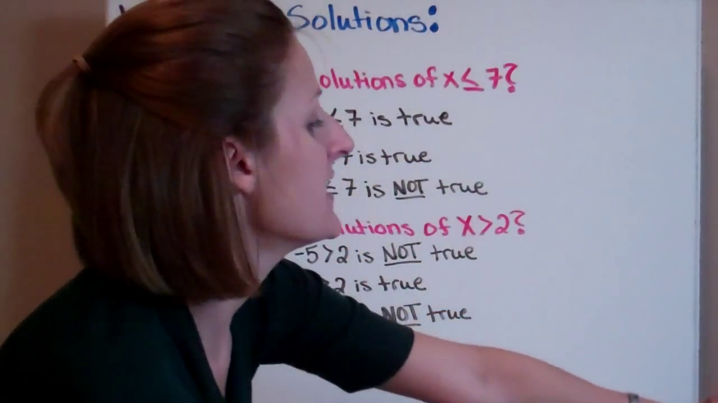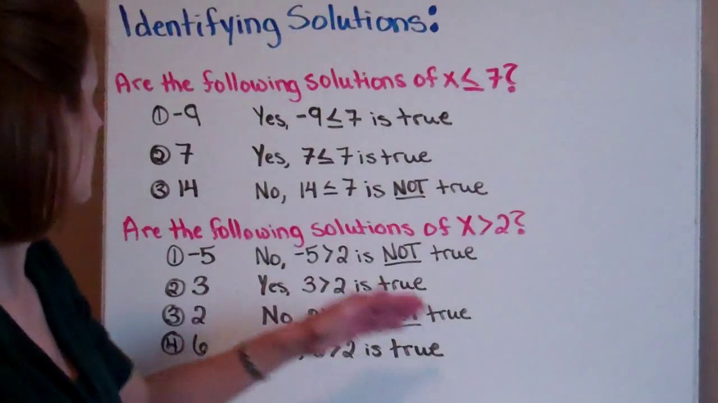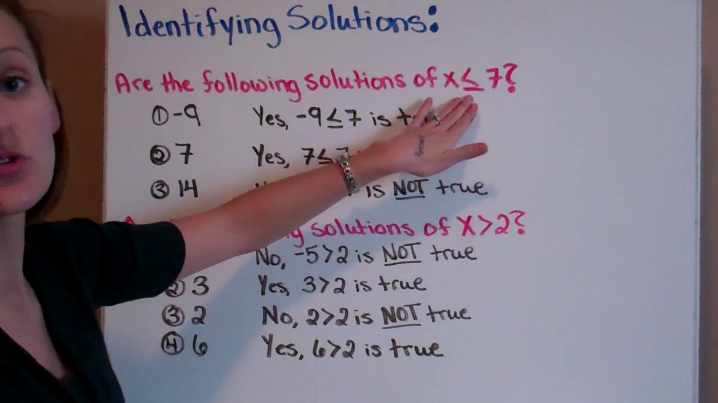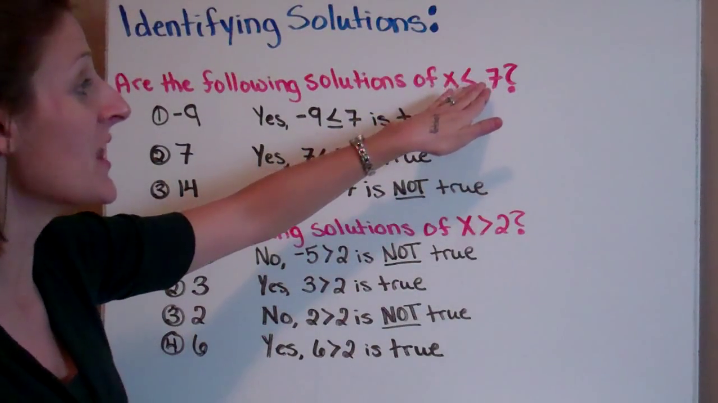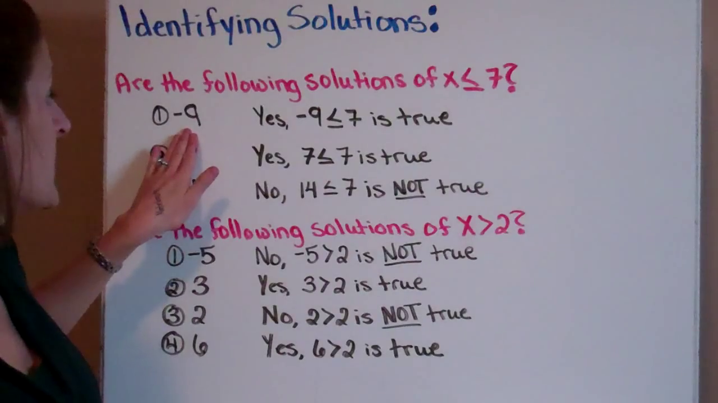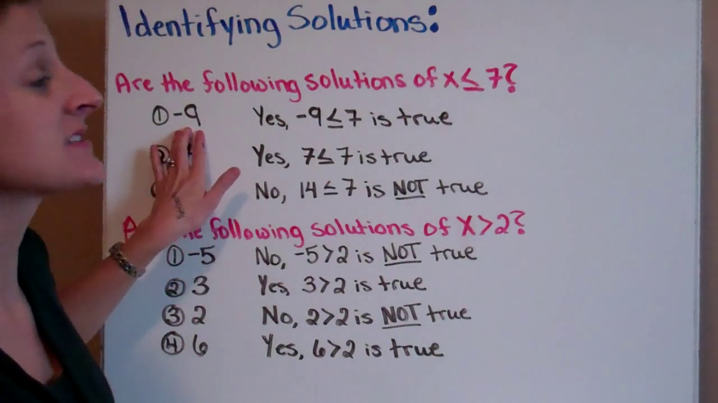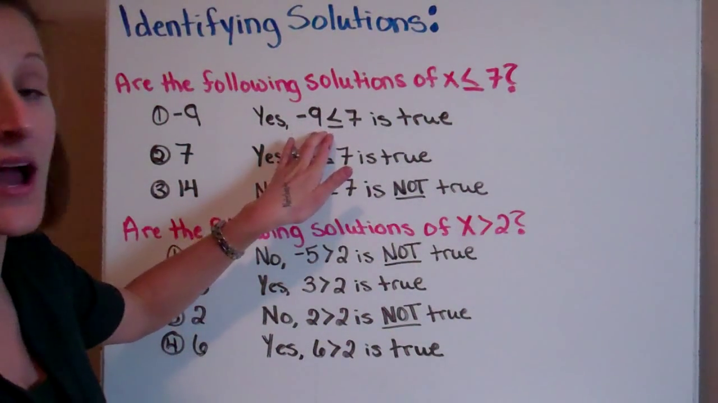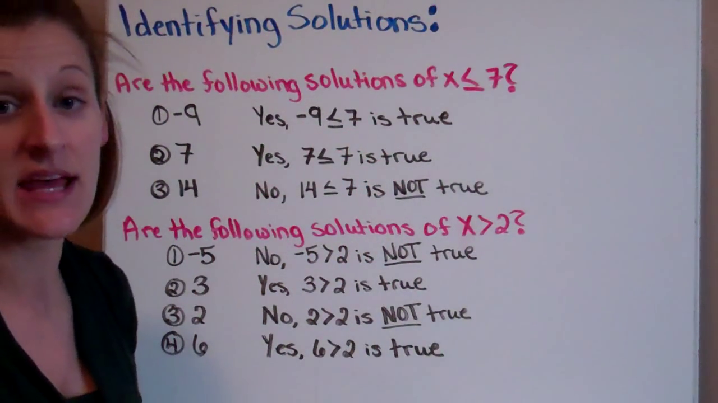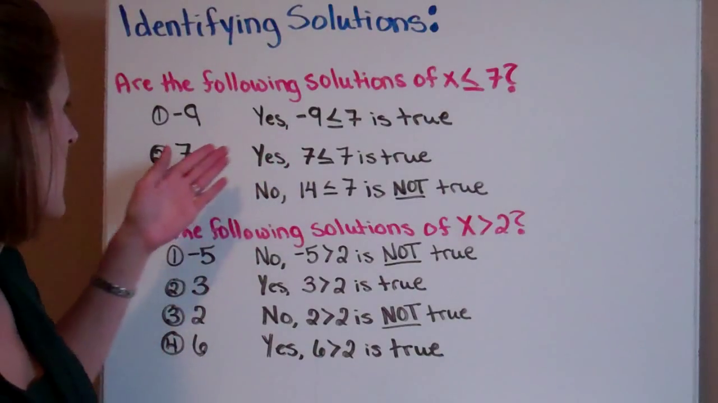Alright, identifying solutions of an inequality. So we're going to see which of the following are solutions of x is less than or equal to 7. Now, we look at negative 9. Negative 9 is a solution because negative 9 is less than or equal to 7. It's actually less than, so that's true.